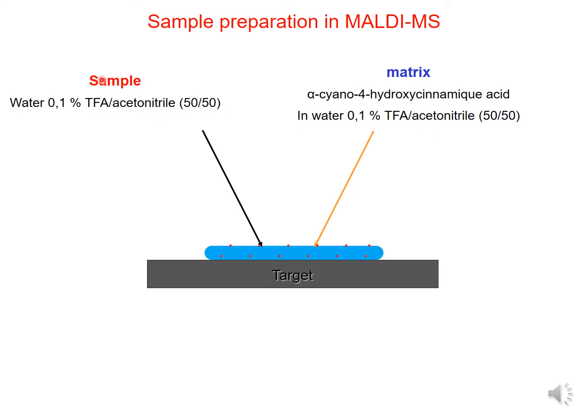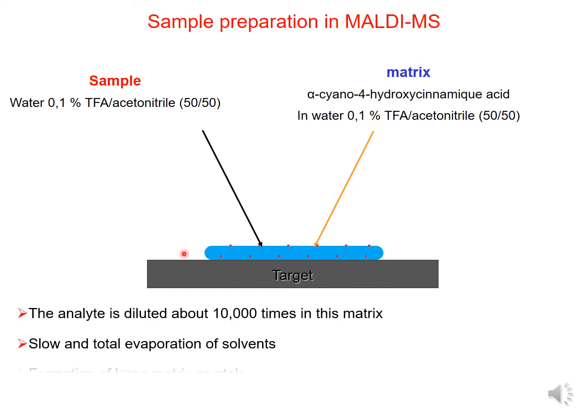And here you have your sample in the same condition as the matrix. So the matrix here is alpha-cyano-4-hydroxycinnamic acid, which is a classical matrix used for small molecules. You have then the mixture, for example, 1 microliter of the sample plus 1 microliter of matrix, and then on the target, directly on the target, you perform the mixture of these two compounds.